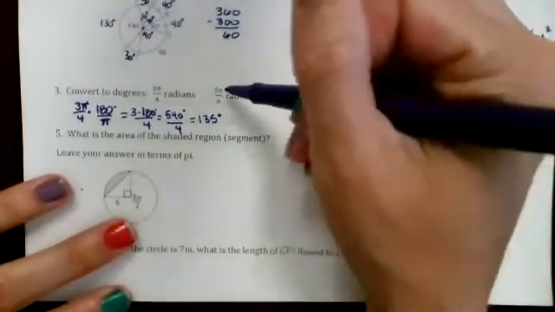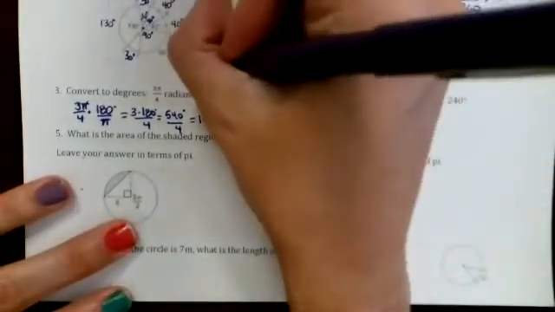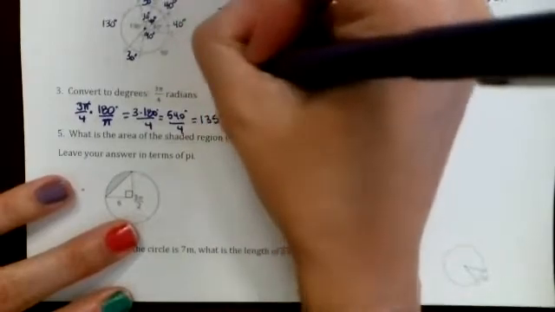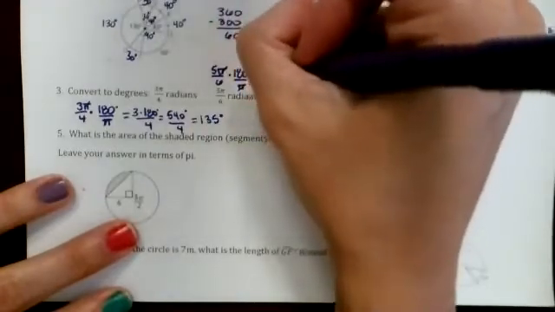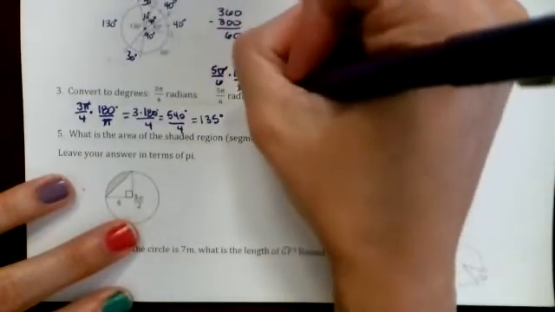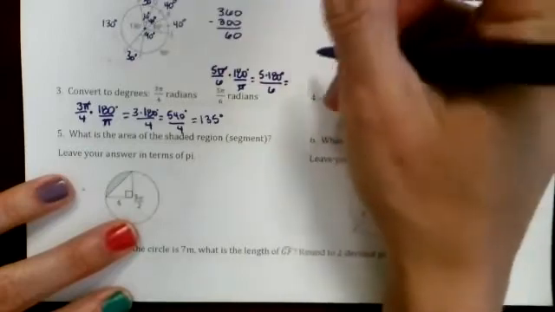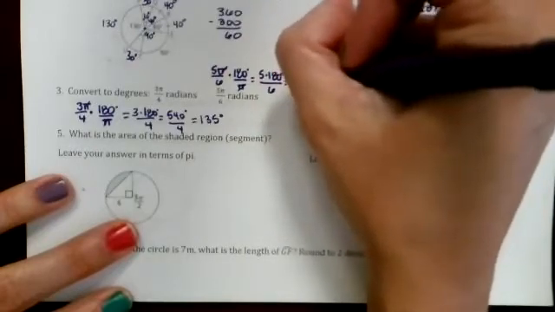Okay, for the second one, I have 5 pi over 6 radians. So I'm going to go 5 pi over 6 times 180 degrees over pi. My pi's cancel out. So I've got 5 times 180 over 6. I can do all that in my calculator, and I get 150 degrees.